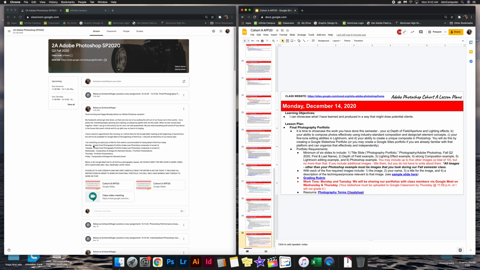But here is our plan for the week on Google Classroom. You can see it, and also on the lesson plans. But Monday, we're creating the final photography portfolio, and make sure your Photoshop composite is turned in. And then Tuesday, create the final photography portfolio and make sure your Photoshop composite is turned in. It is due by Tuesday if you look at Friday's lesson plan.